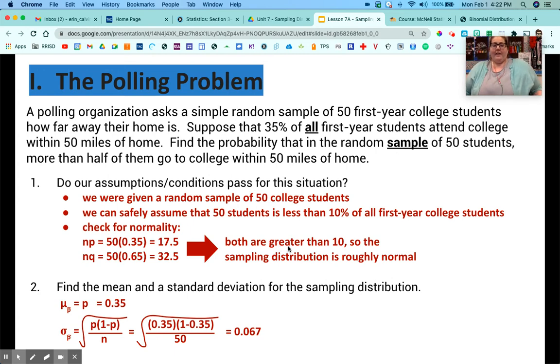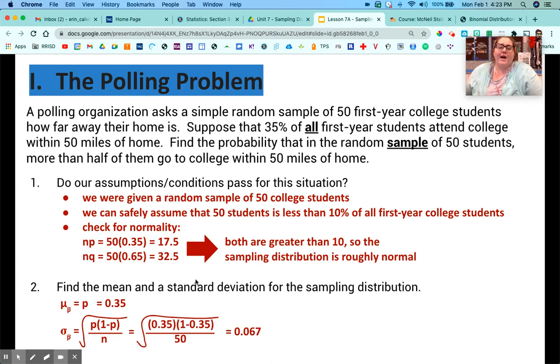Now that we've checked that, it tells us, first of all, it's okay to continue. What we find from this answer should be fairly accurate and represent the situation well. We also know it's okay for us to use a normal model, which again is going to make finding those probabilities a lot simpler since we know what to expect with the normal model.